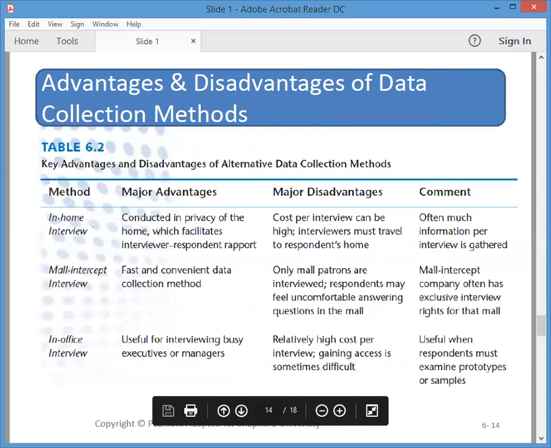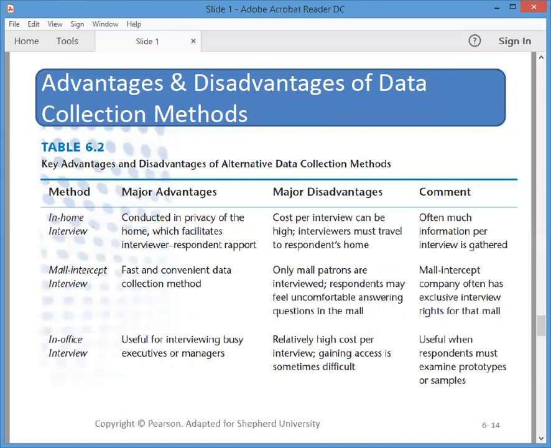Some of the advantages and disadvantages of the various types. In-home interview: this facilitates interviewer-respondent rapport as an advantage. A disadvantage is it's highly costly, and you can get a lot of information from each interview. Mall intercept interview: fast and convenient. Major disadvantage, only mall patrons are interviewed.